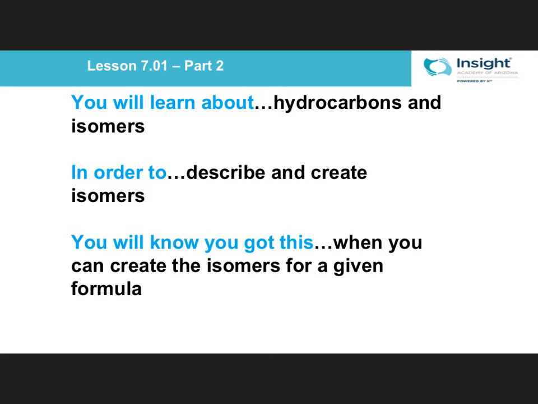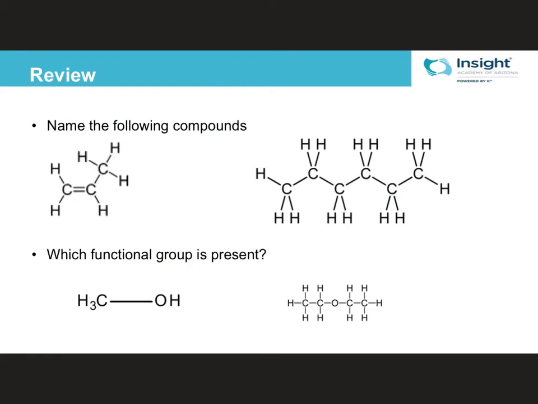Okay, so lesson 7.01 was about hydrocarbons, and so far we've talked about alkenes, alkynes, functional groups, things like that. But something else you need to be familiar with is the idea of an isomer. All right, so just a quick review from the last lesson. See if you can name these two compounds.